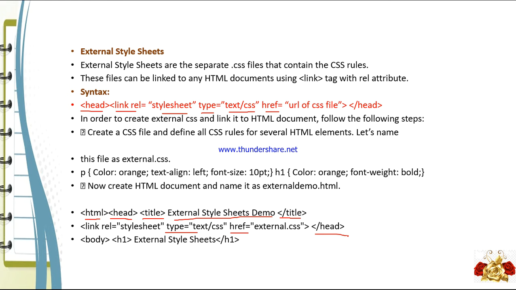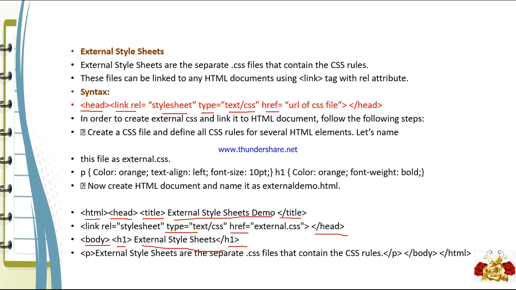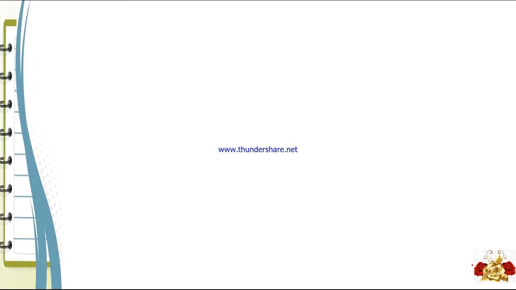Then the body. Within the body, we have one heading. This is open body, this is open heading, this is external style, this is close heading. Then a paragraph: external file stores the separate .css file. So this is a message that contains the CSS rule. Then close the paragraph tag, body tag, and HTML tag. Okay, this is an external style.